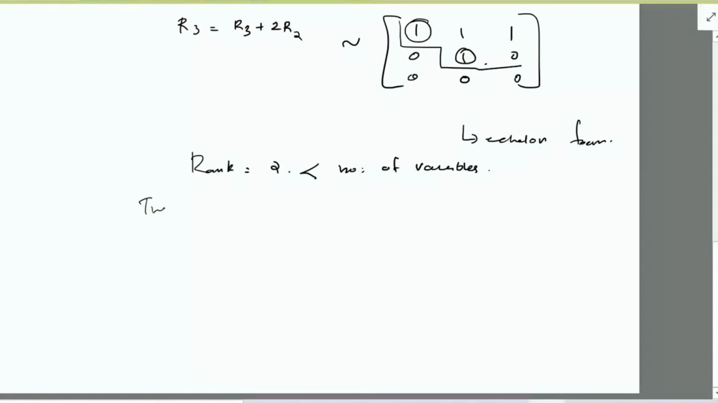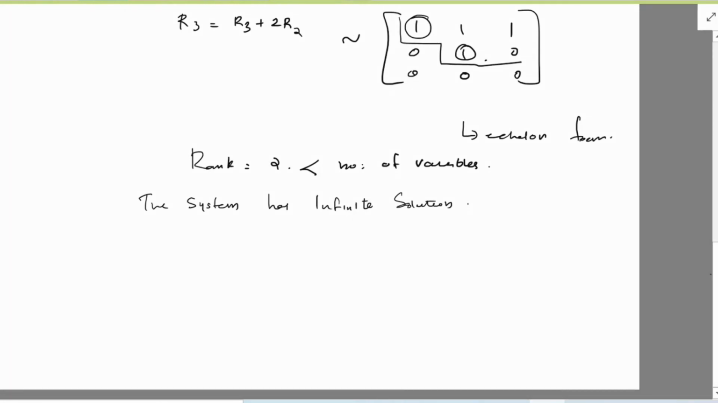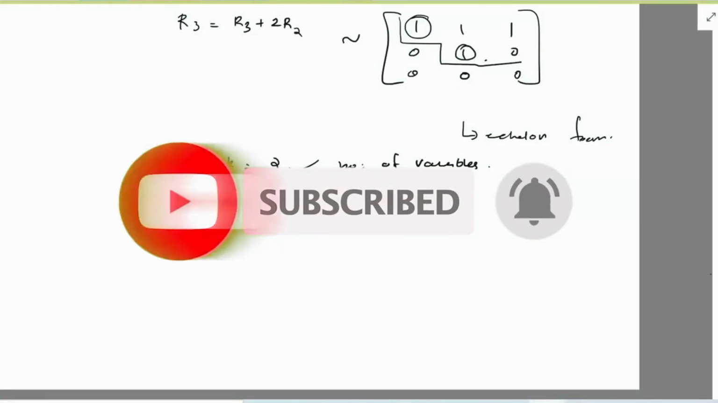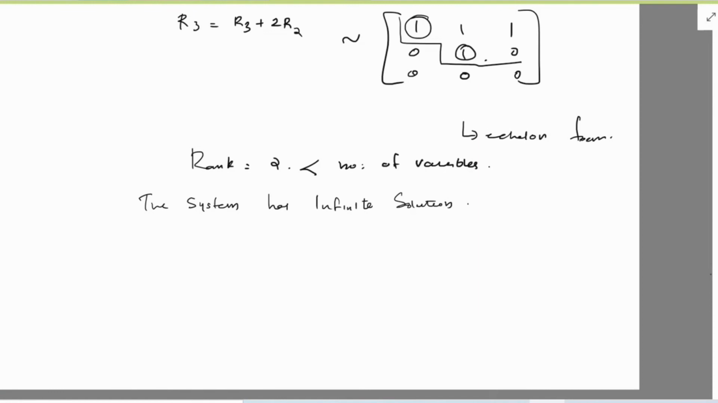The system has infinitely many solutions. So we need to find at least one solution. I'm asking you to find at least one solution for this system. So how will you find that? To find one solution, I'm just going to take free variables.